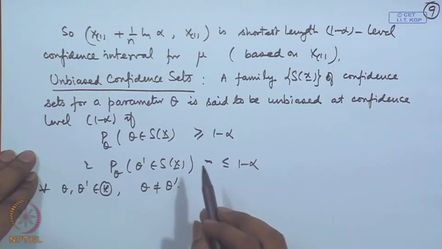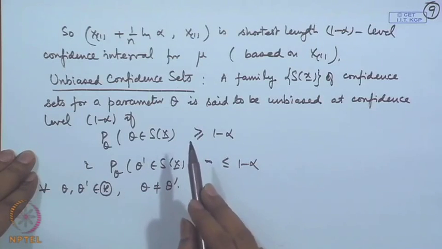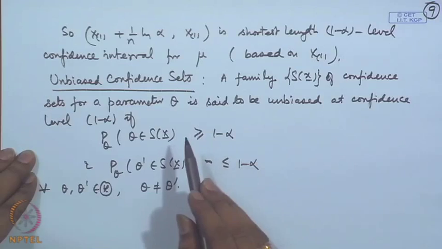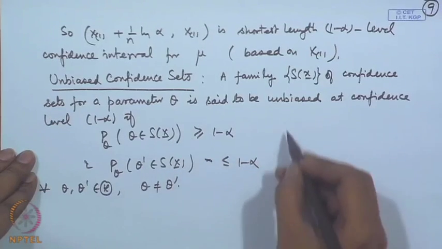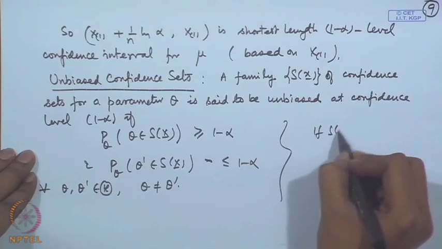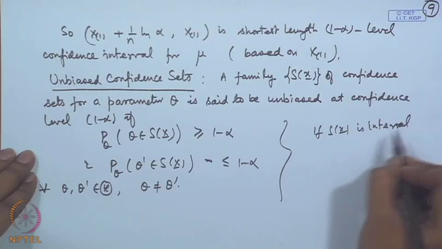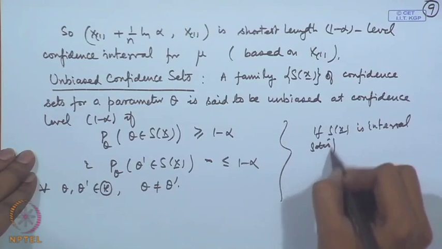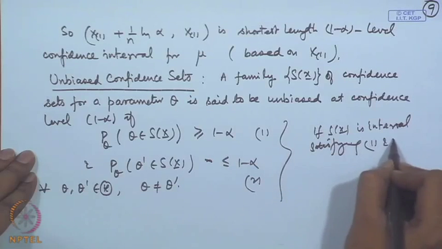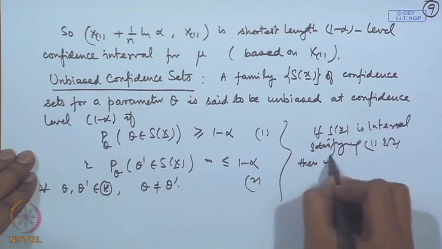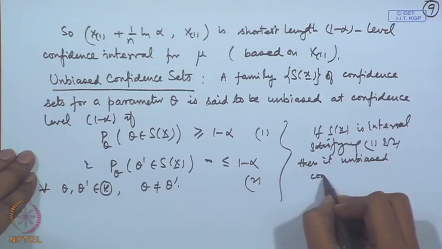So, this is a 1 minus alpha level confidence set, and in case S(x) is an interval satisfying these conditions 1 and 2, then it is called an unbiased confidence interval.